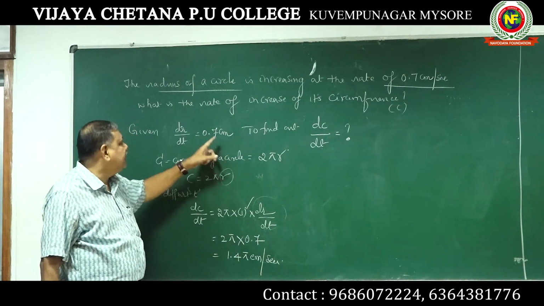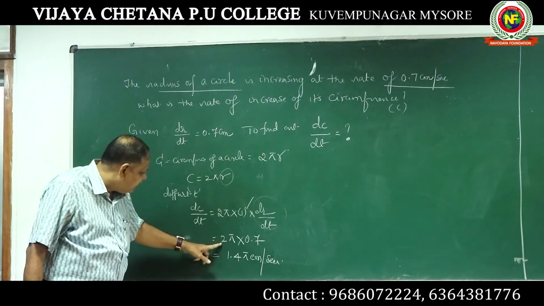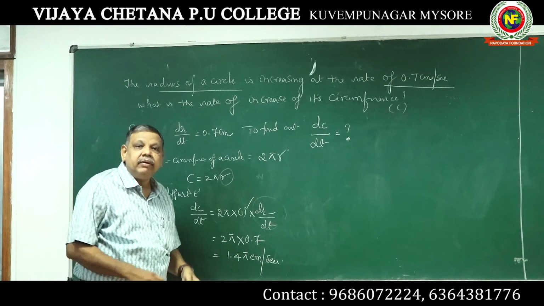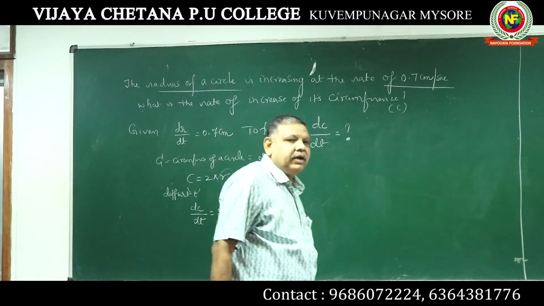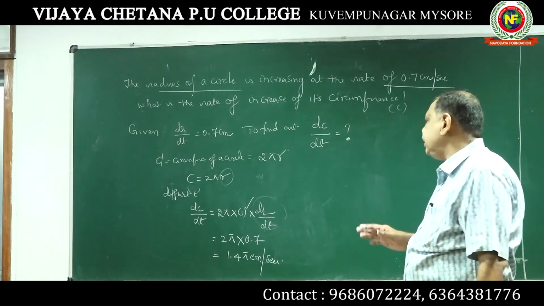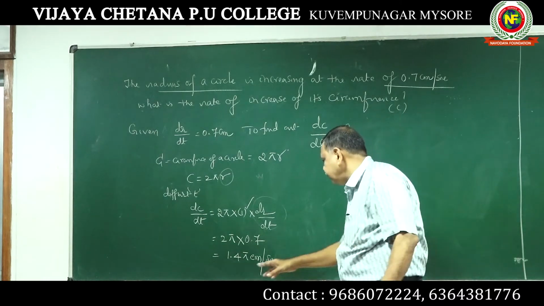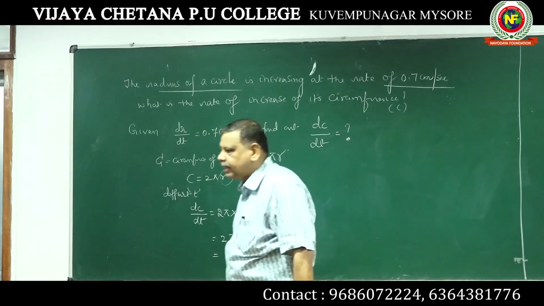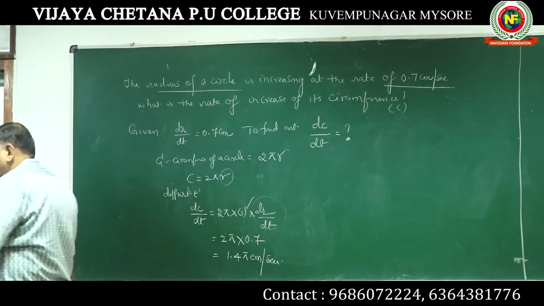Pi into dr by dt, given 0.7, multiply 2 into 0.7, 1.4 pi. As it is, you keep. You never write centimeter square per second here, you will lose marks. Area is centimeter square per second, circumference is only 1.4 pi centimeter per second. That's all. Okay, it's a very important problem.